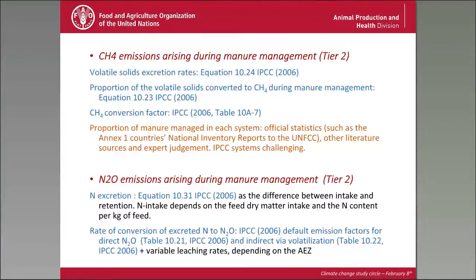And finally, the same applies for emissions from manure management, whether they are methane emissions or nitrous oxide emissions. Tier 2 level of calculation requires the use of specific emission factors, for example, the volatile solids conversion, the rate of conversion of excreted nitrogen to N2O, all this being calculated also in GLEAM as a support to non-existing default emission factors.